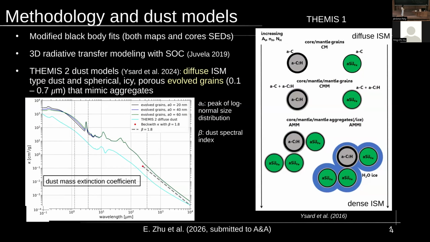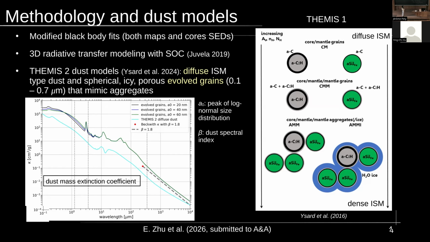So with all these dust emission data, we did modified blackbody fits to both the maps and to the core SEDs. And then we did 3D radiative transfer modeling with the software SOC. To do the modeling, we use the recent THEMIS2 dust models.